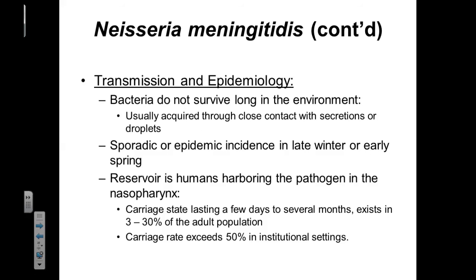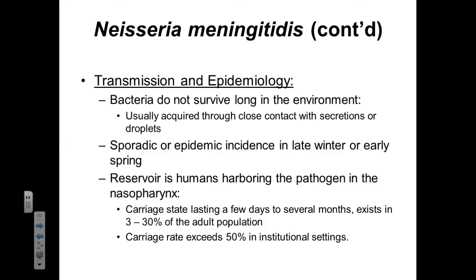For the transmission and epidemiology of this disease, we can find that the bacteria do not survive in the environment very well. Unlike other diseases like the smallpox virus, which can survive outside of a host for a very long time, this bacterium cannot. We usually are going to need to acquire this bacterium through very close contact with either the secretions or droplets of an infected person. Every now and again, we'll have some epidemic incidents in late winter or early spring. Some of these diseases, yes, do have a seasonal link to them.